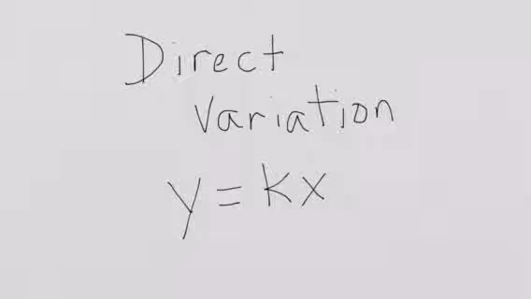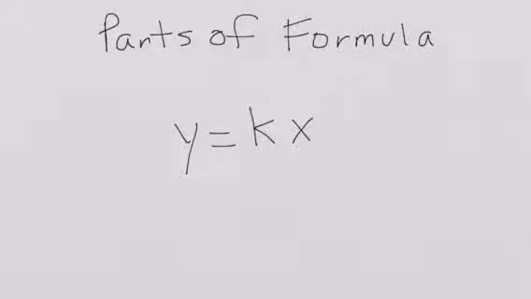Open up your MTT, date today's date, title it Direct Variation. The formula for direct variation is y is equal to kx. Let's go through the parts of the formula.